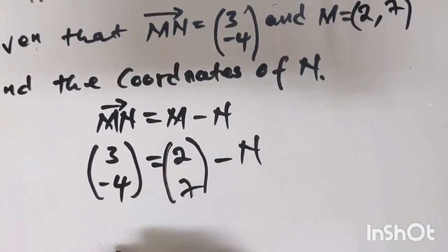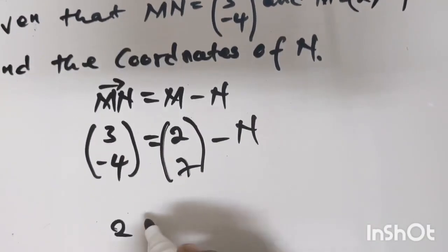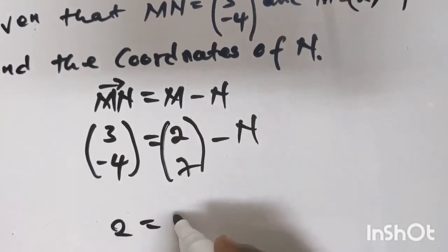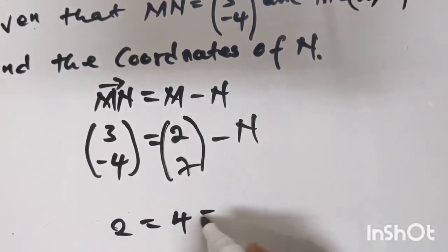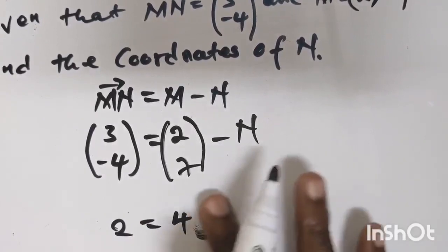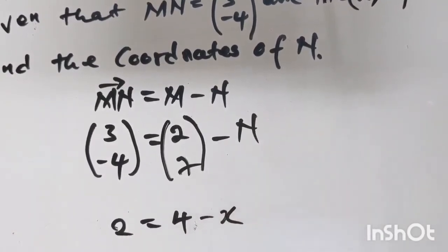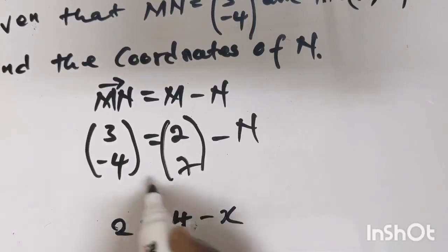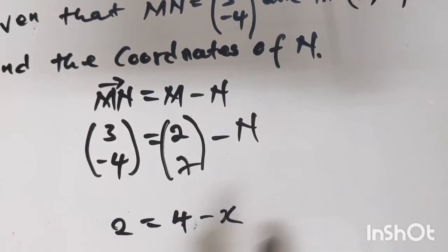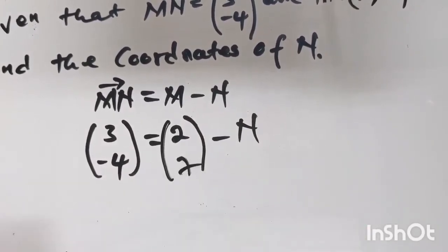This is just the same as if we have been given 2 is equal to, let's say, 4, then they're saying minus x, like that. This is just an equation, okay? So how do you do it? We move this one, we move this like that. So we are going to move the like terms together, okay?